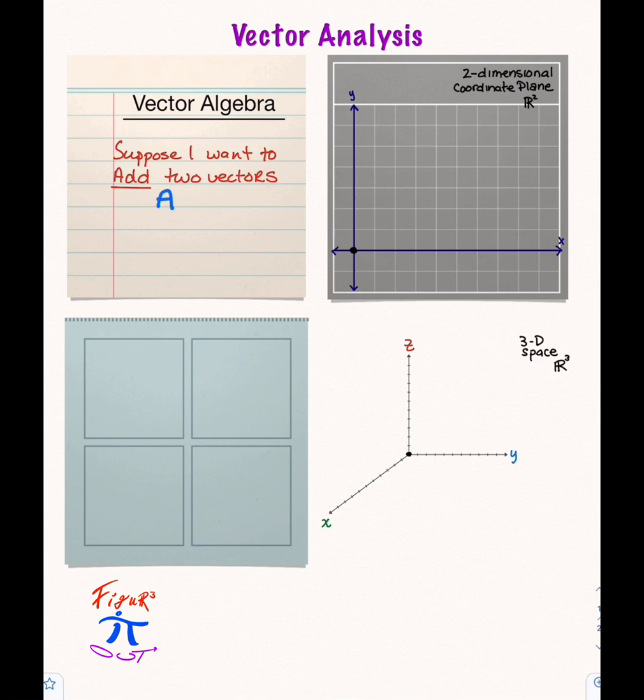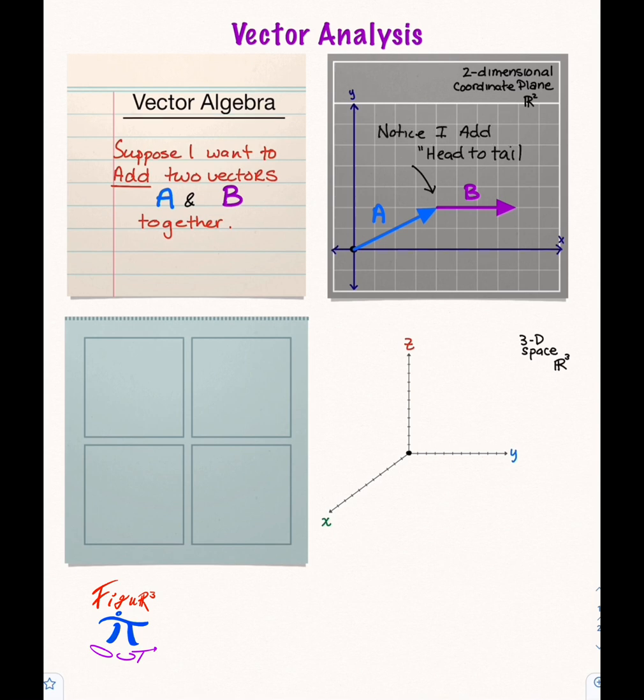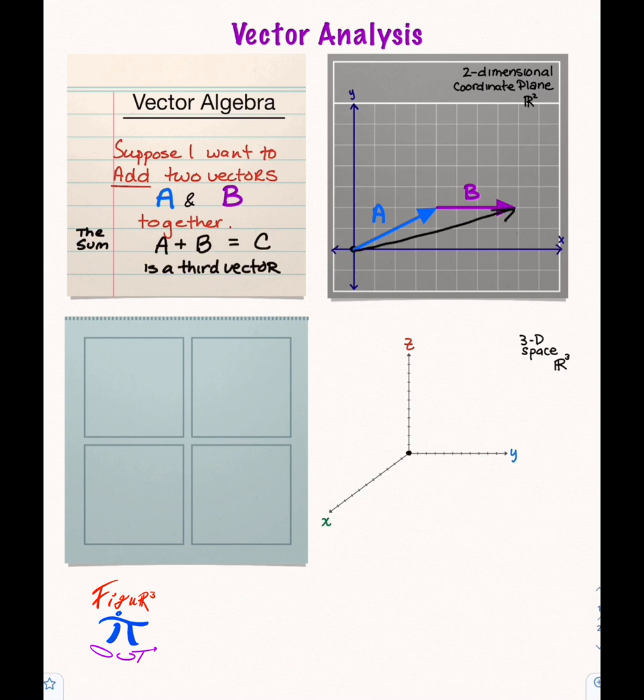Suppose I want to add two vectors a and b together. Geometrically speaking, we would add these two vectors head to tail. The resulting vector from the start of A to the finish of B would be the vector C, representing the sum of the two vectors.